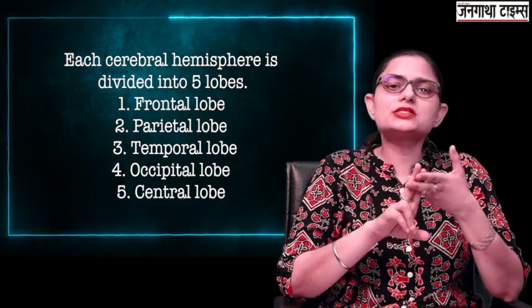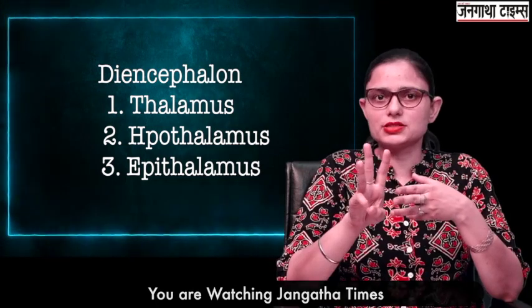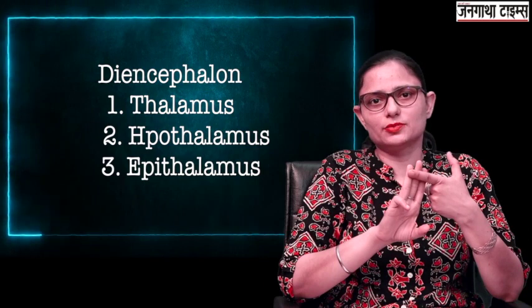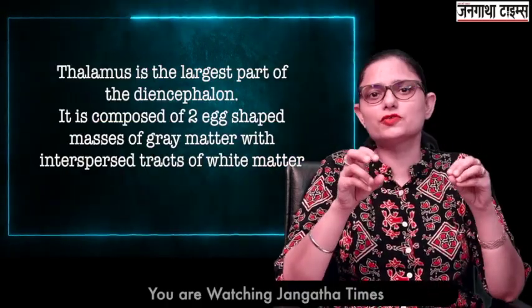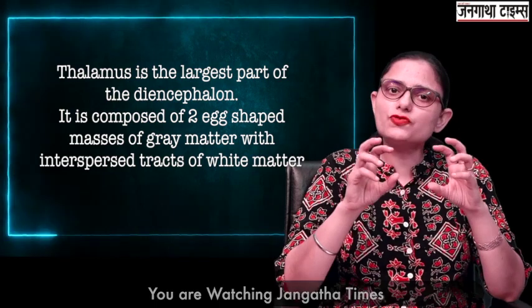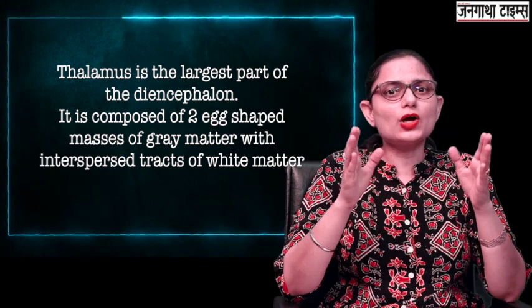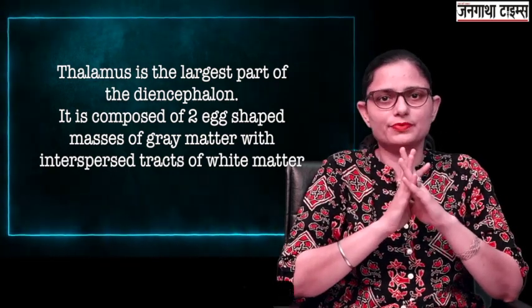Then the second part is the diencephalon. The diencephalon has three parts again: the thalamus, hypothalamus and the epithalamus. The thalamus is the largest part of the diencephalon, and it is formed of two egg-shaped masses of the gray matter and interspersed white matter fibers in them.